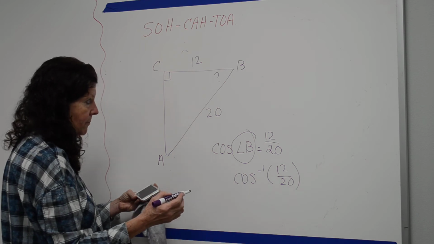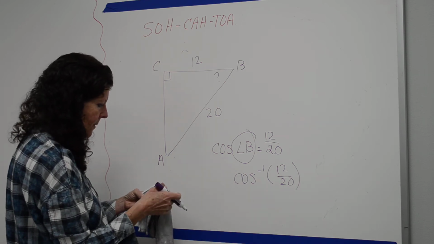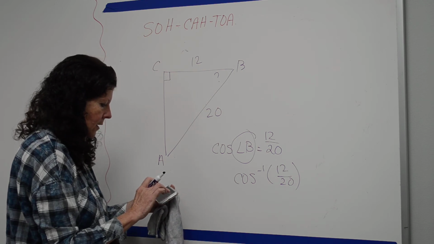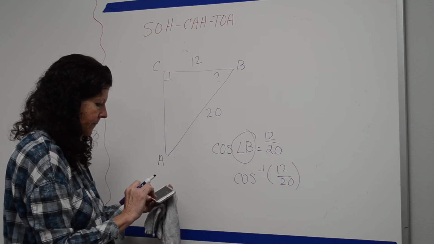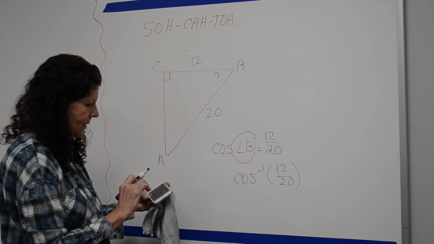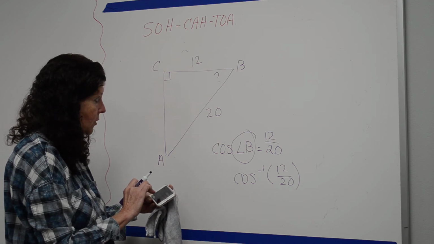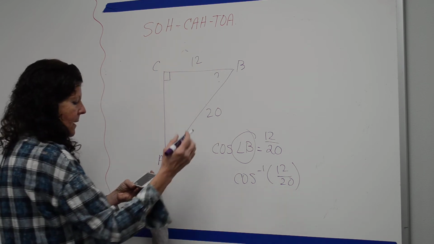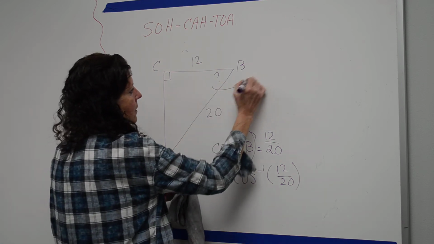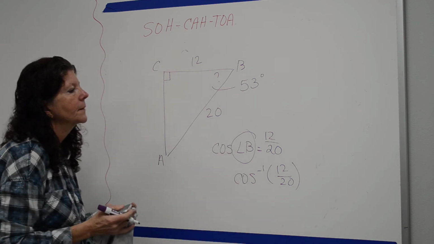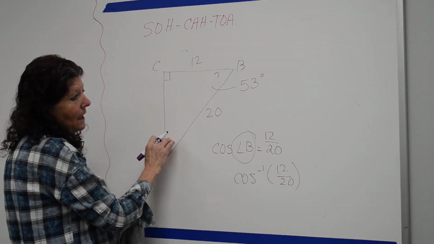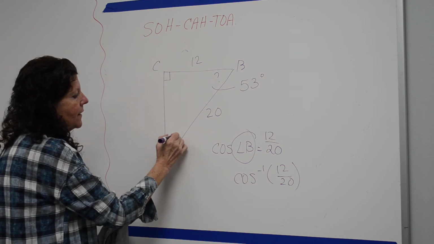And it's going to give me an angle, well, let me try it again, make sure that that was right. Okay, 12 divided by 20 is going to give me 0.6, and I'm going to do the inverse cosine, oh, there we go, which is going to give me 53 degrees.